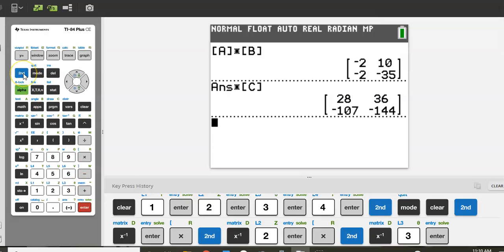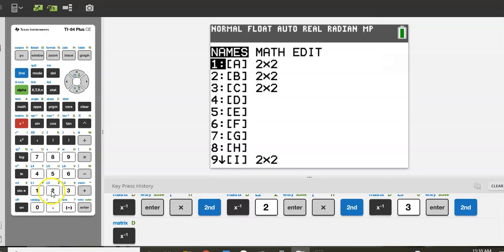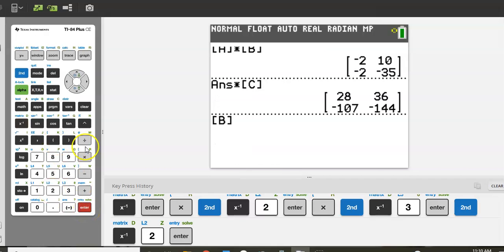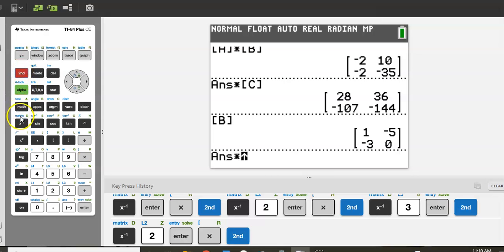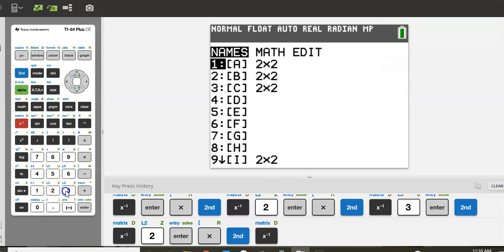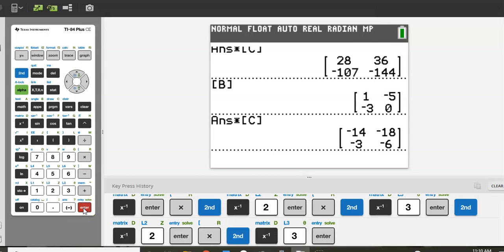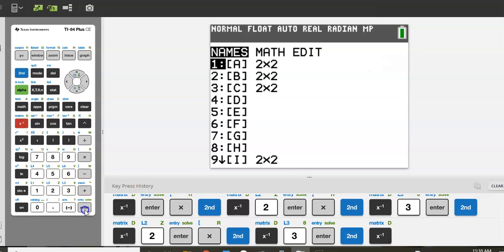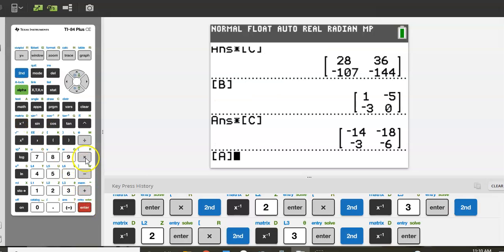All right, now I'm going to do it in a different order. I'm going to go ahead and get my calculator to multiply B and C. I get to group those two together. And then I'm going to take my matrix A and multiply it by that answer. So I get an answer for B times C, and then I'm going to go A times that answer.